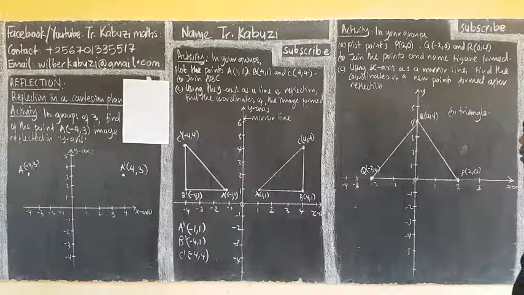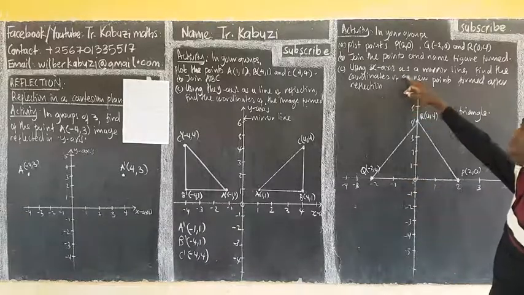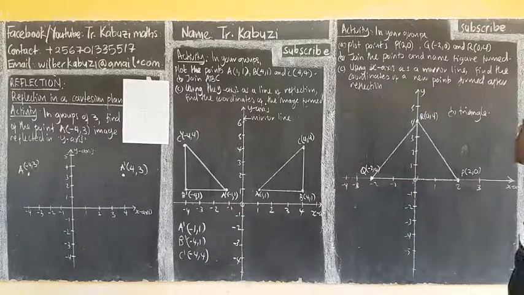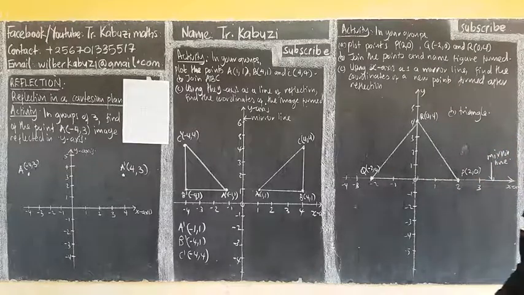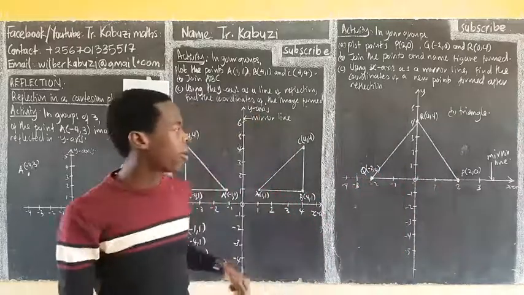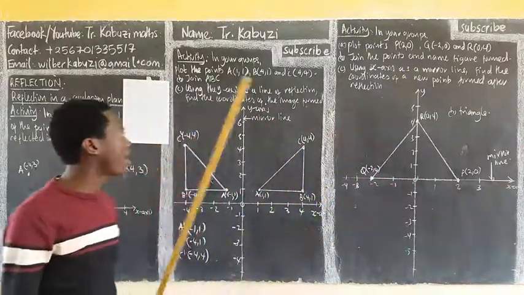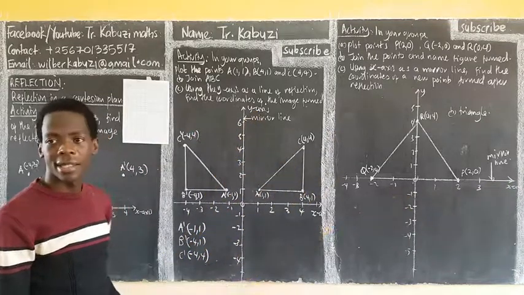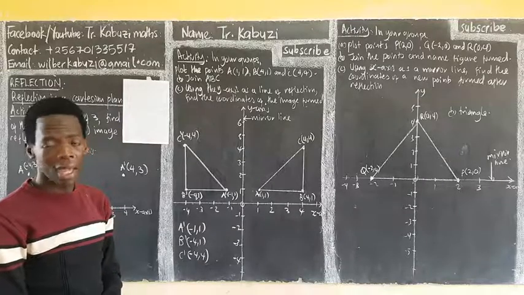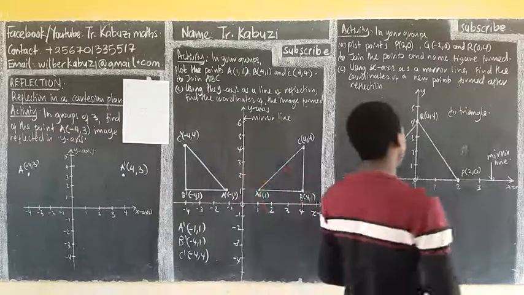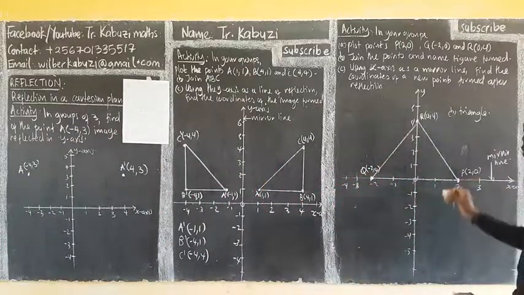Okay, what else? Now they're telling us in part C, using the x-axis as the mirror line, find the coordinates of the new points formed after reflection. So now this one is going to act as our mirror line, because they're telling us x-axis, and we all know that this is our x-axis. So this is our y-axis. Here it was the mirror line, and this is our x-axis. So where do you think our image is going to be? Below the x-axis. Okay?